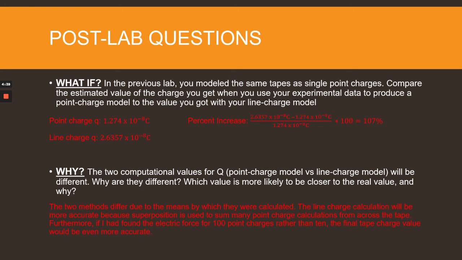Well, they differ because of how they were calculated. The Glowscript code does a good job of showing the change in numerical complexity. The line charge calculation will be more accurate because superposition is used to sum the multiple point charges rather than just looking at one. Furthermore, if I had used n equals 100 instead of n equals 10, the final tape charge value would be even more accurate.